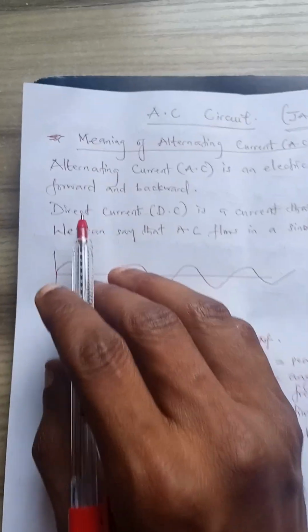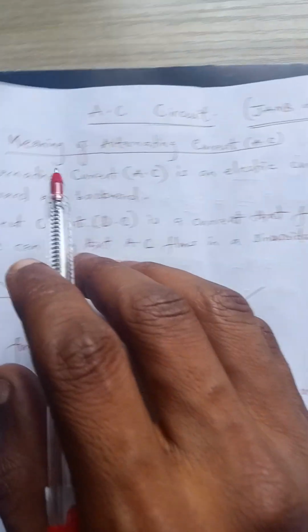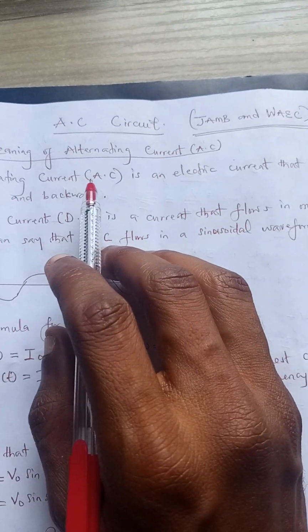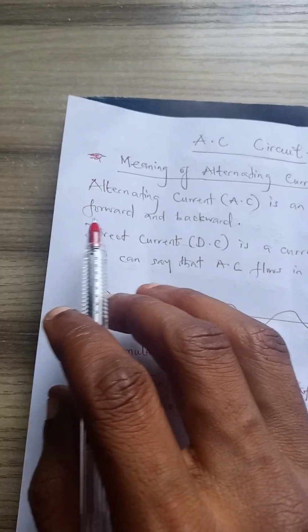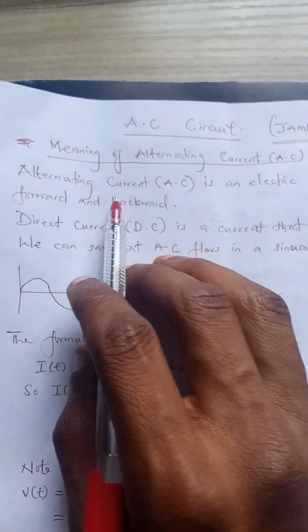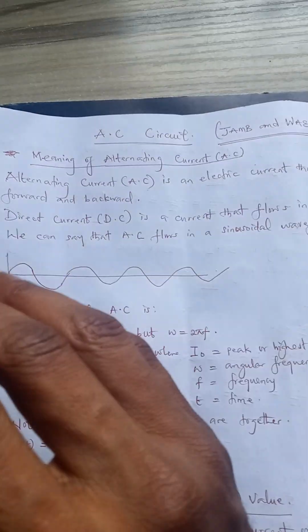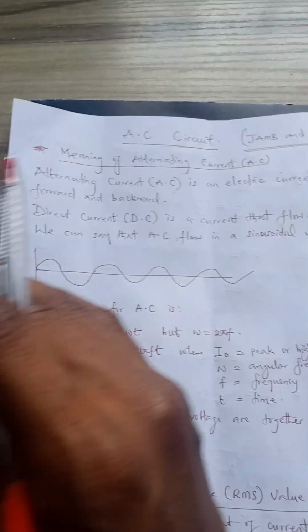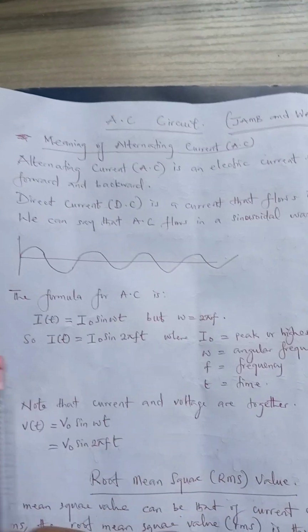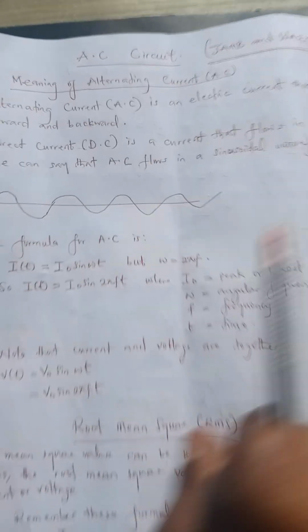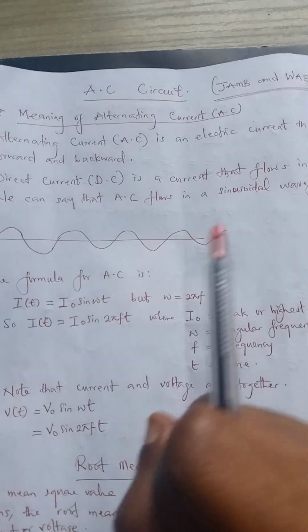So quickly, what is alternating current? As you can see in the note, alternating current, usually called AC, is an electric current that flows forward and backward. That means it goes forward, it comes back. So in proper terms, we say it is a current that flows to and fro. Alternating current flows to and fro.